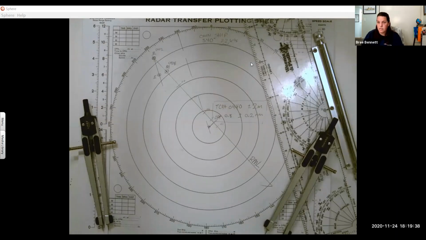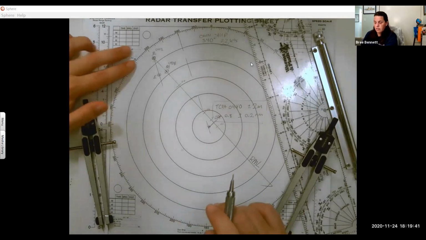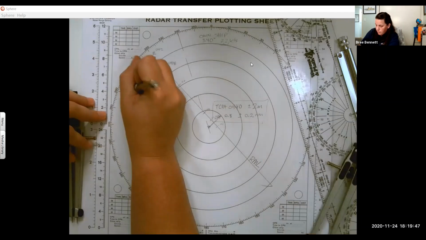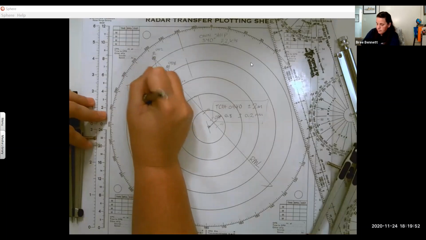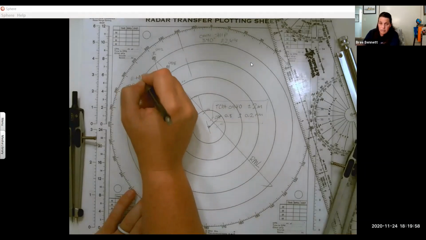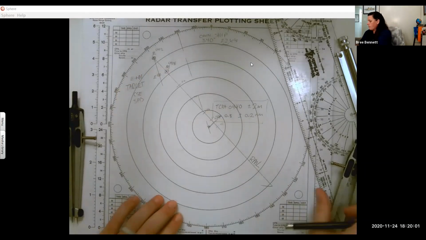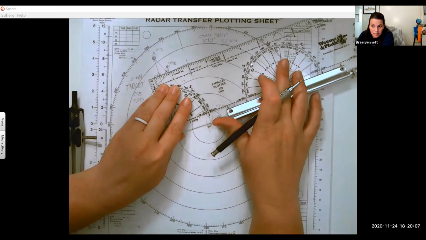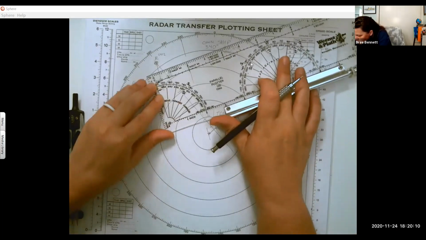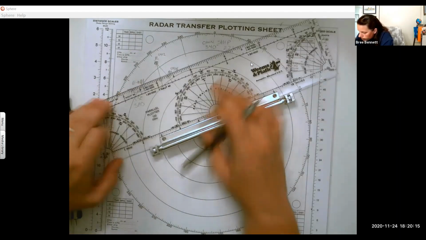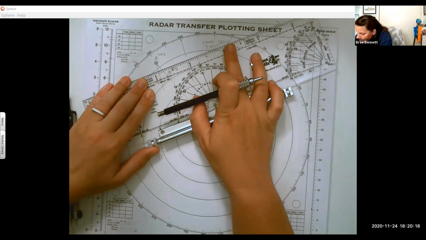Okay. Guys with me so far? Got the E plotted. So now I want to figure out, what is this target doing? So my target's course and speed. So that is going to be E to M. So we're going to connect E to M. And this is a very small line, so we can have lots of room for error on this.